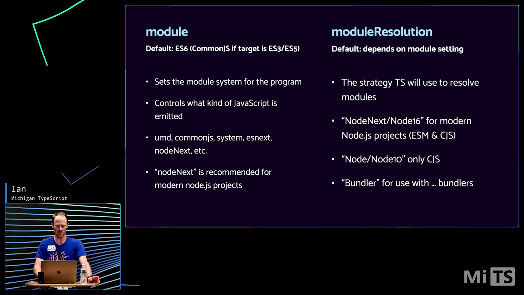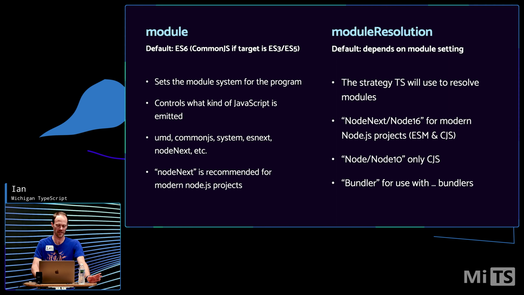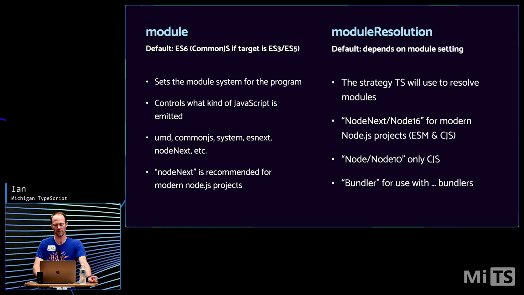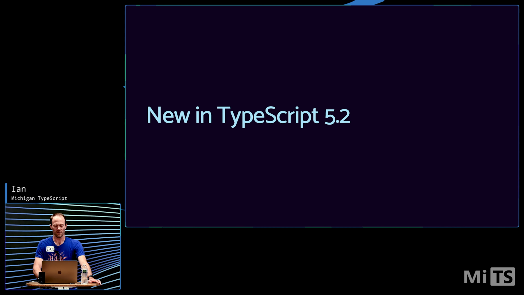And there are some talks from Michigan TypeScript that you can watch for more details on these. There's a deep dive into module resolution itself, and then a talk I just gave earlier tonight on the bundler option if you're curious about that or haven't seen it before. So what has changed in 5.2?